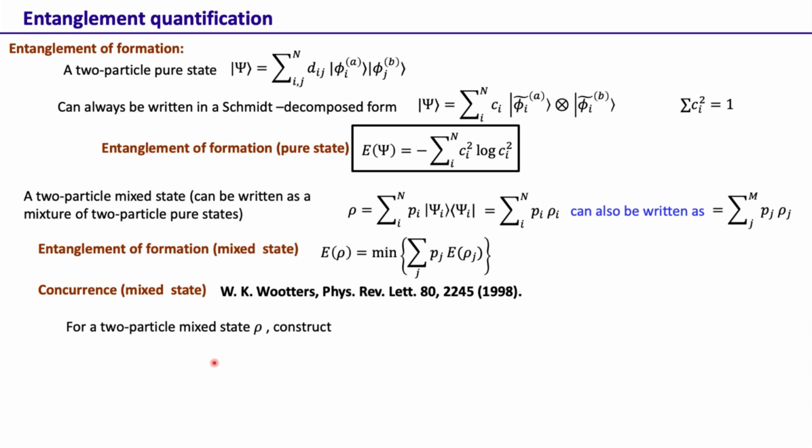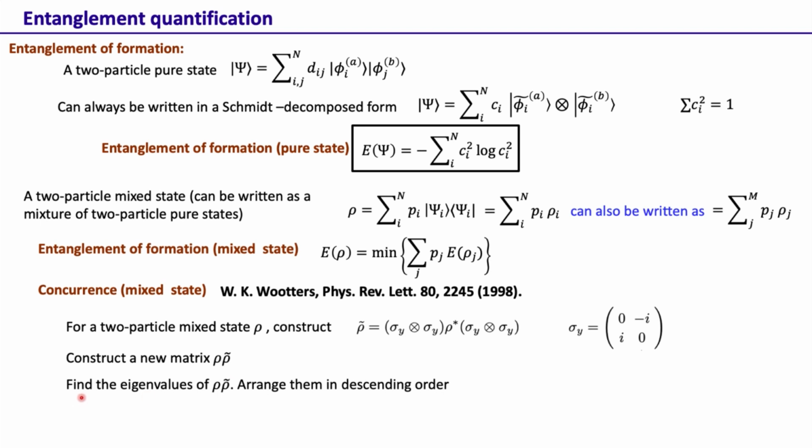This is a very, very nice and useful formula. The minimization has been given in terms of almost a formula. And it goes like this. For a two particle mixed state rho, we construct this rho tilde density matrix, which is sigma y times rho star times sigma y, where sigma y is the Pauli matrix. After that, we find the eigenvalues of rho tilde and arrange them in descending order, lambda 1, lambda 2, lambda 3, lambda 4. Lambda 1 is the largest eigenvalue, lambda 4 is the smallest.